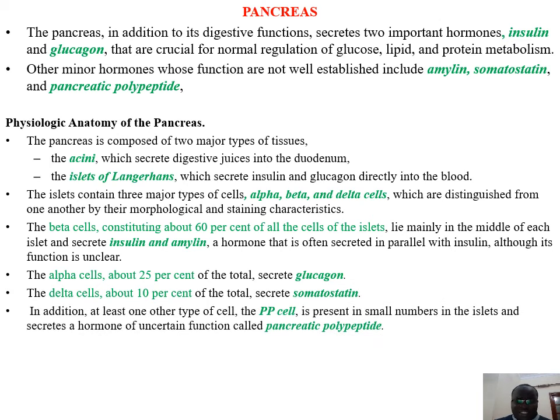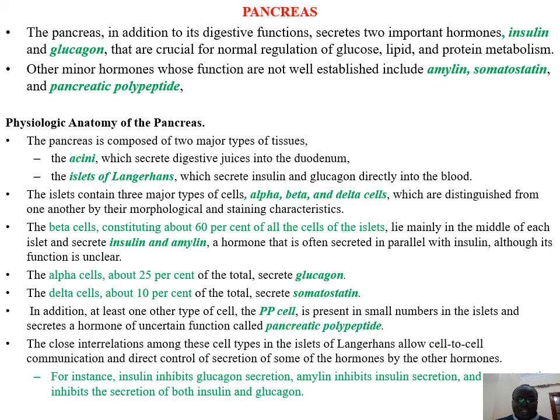In addition, there is at least one other type of cell, the PP cells, which are also referred to as the F cells. They are present in small numbers in the islets and they produce a hormone of uncertain function called pancreatic polypeptide, the PP. So the cells that produce PP hormone are called PP cells or F cells.